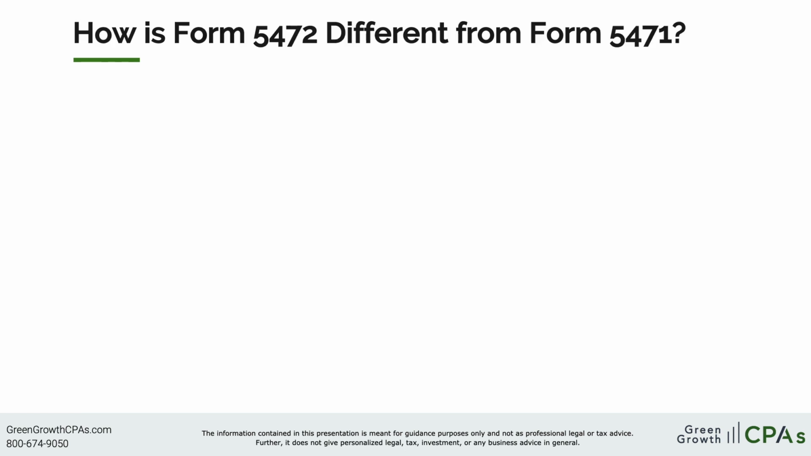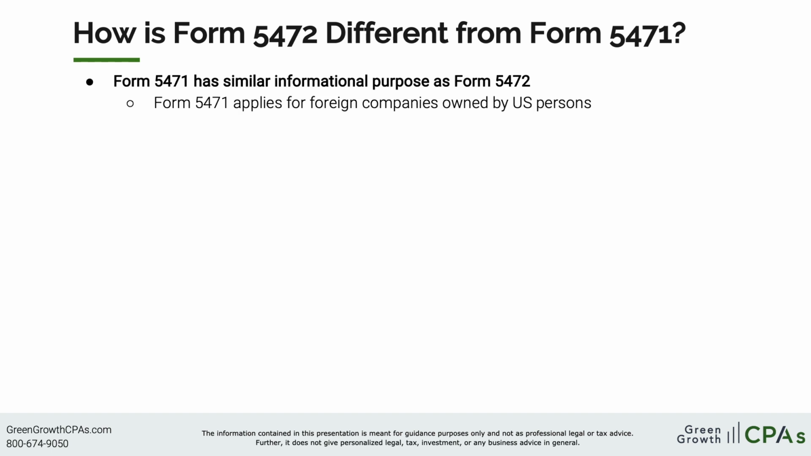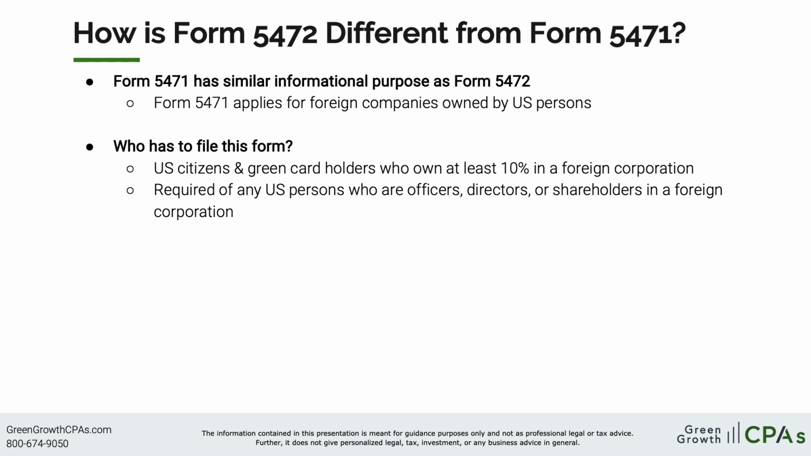So now that you understand Form 5472, let's talk about how it's similar and different from Form 5471. The IRS Form 5471 has a similar informational purpose as Form 5472, but it applies for foreign companies owned by a U.S. person. So essentially the opposite scenario, whereas Form 5472 is where a foreign person owns 25% or more of a U.S. corporation. It's going to be Form 5471 where foreign companies are owned by U.S. persons.